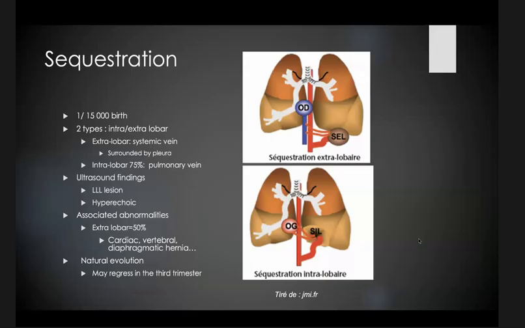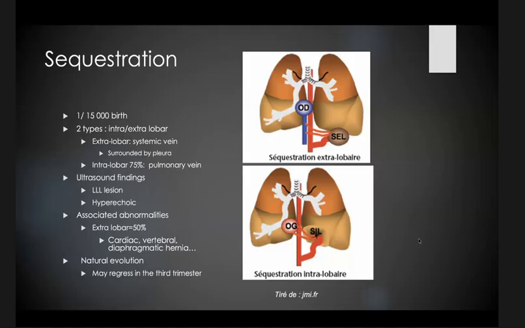Sequestration occurs in about one of 15,000 births. There are two types, the intralobar and the extralobar. The extralobar is surrounded by pleura, and from a radiological point of view, usually it's drained by a systemic vein. The intralobar one, which is the most frequent, is usually drained by a pulmonary vein. On the ultrasound, you can see a left lower lobe lesion, which is hyperechoic, and prenatally you can usually see the vessel from the aorta.